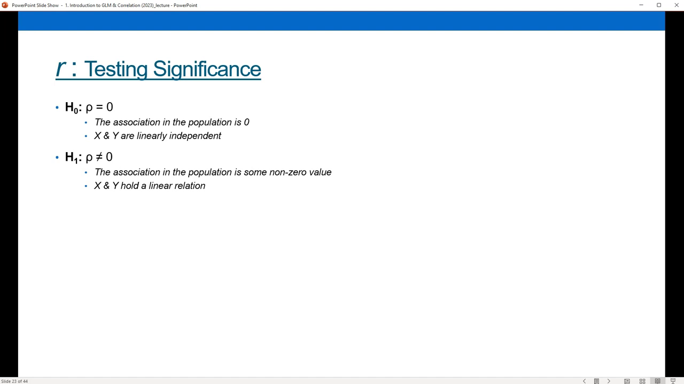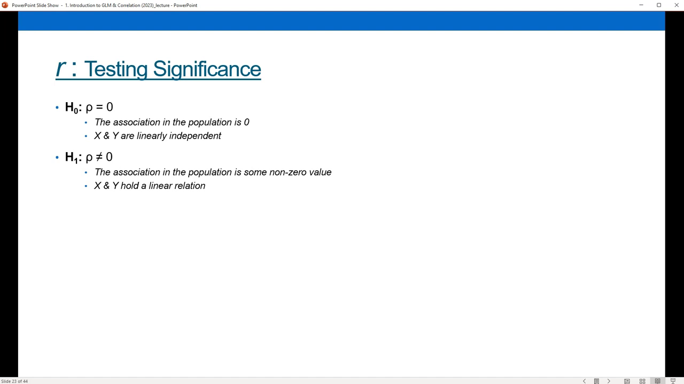The association of whatever it is that we're looking at in the population is 0. We can also talk about this as x and y being linearly independent within the larger population. Okay, we're saying that whatever you score on x has no relation to what you get on y. Those two things are independent of one another.